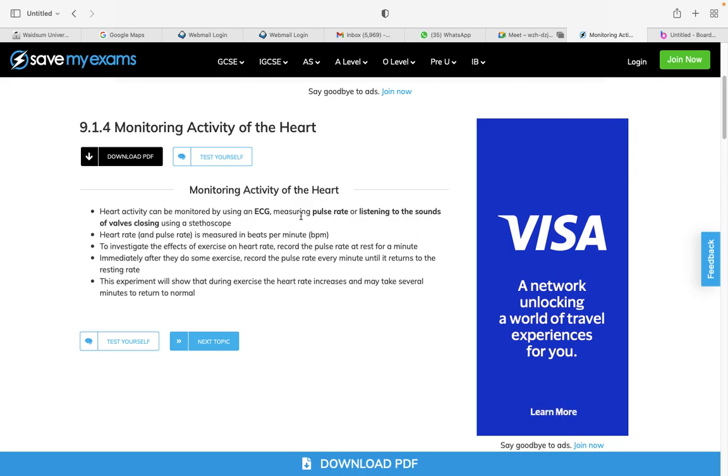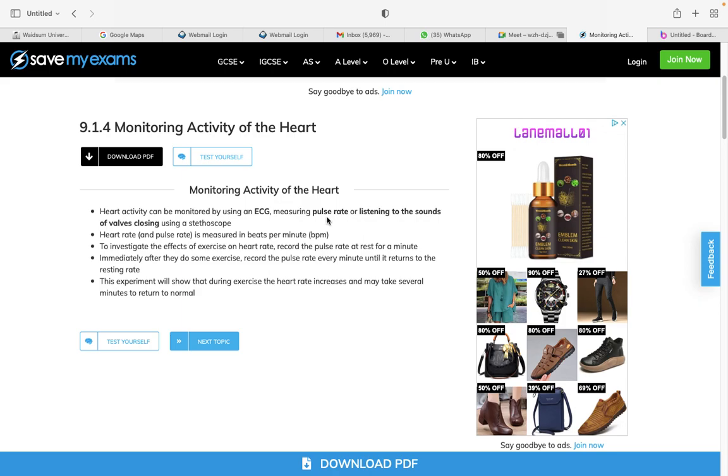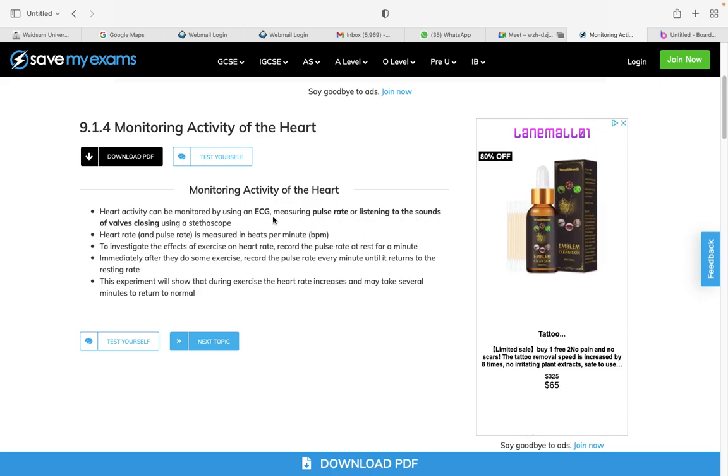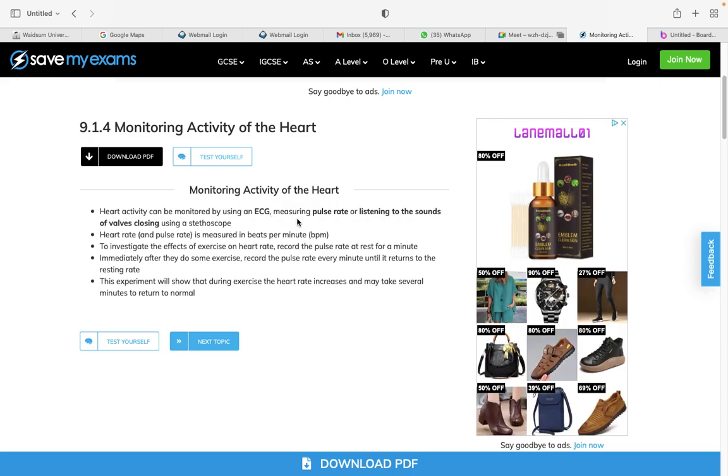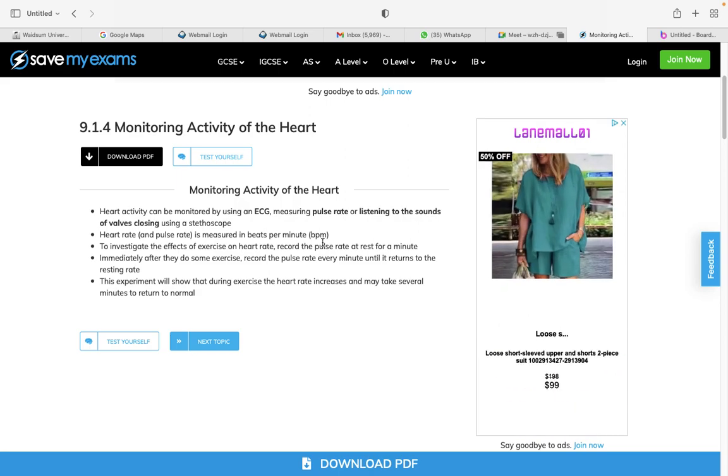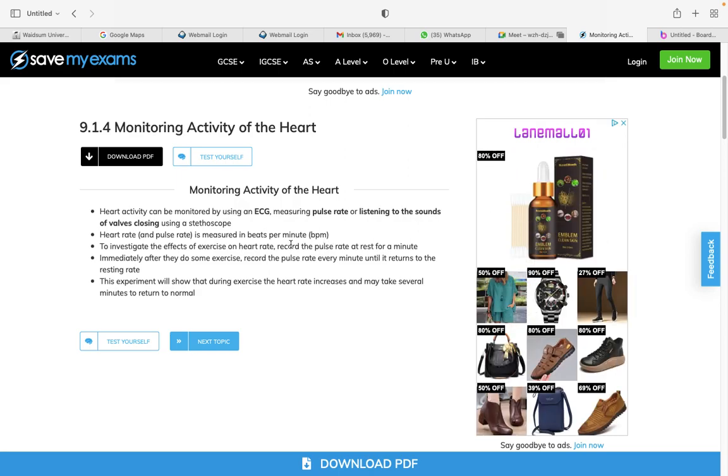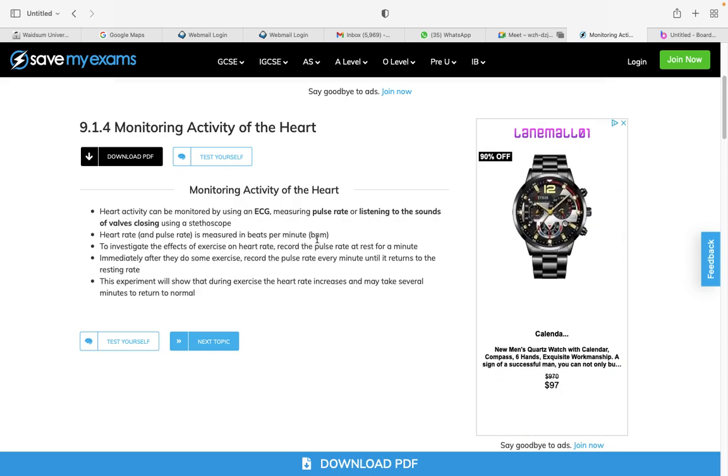Now with this, they measure the pulse rate, or they listen to the sounds of the valves closing and opening using the stethoscope. The ECG, electrocardiogram, is used to measure the pulse rate. Is that okay? Now, the heart rate and the pulse rate are measured in beats per minute. We measure the heart rate in beats per minute.